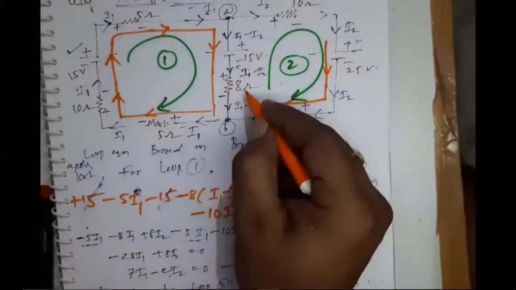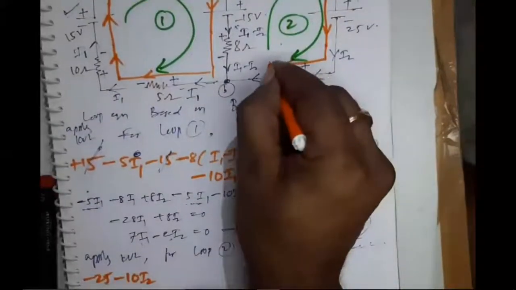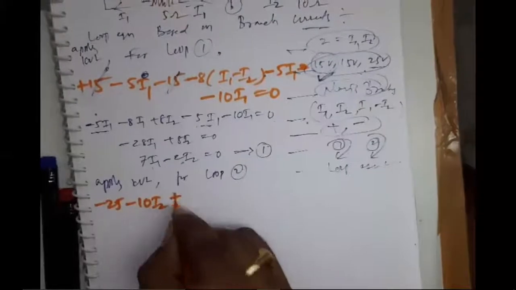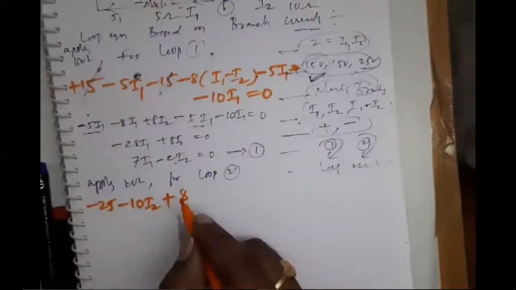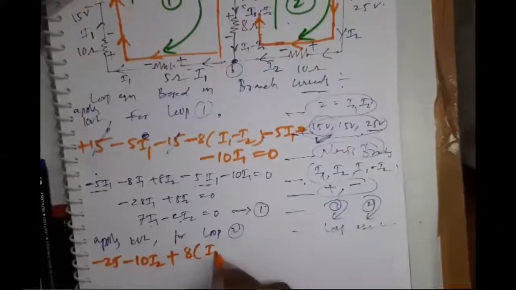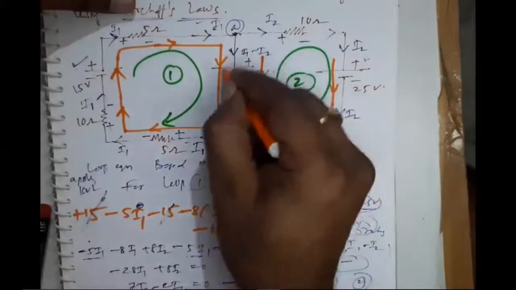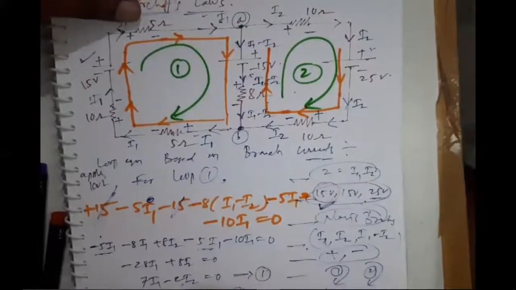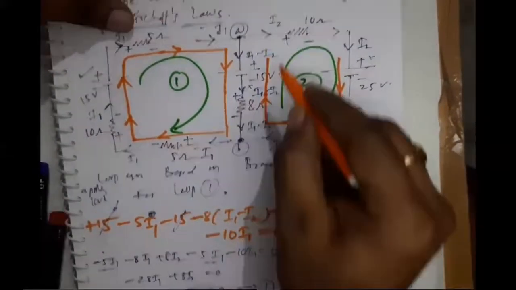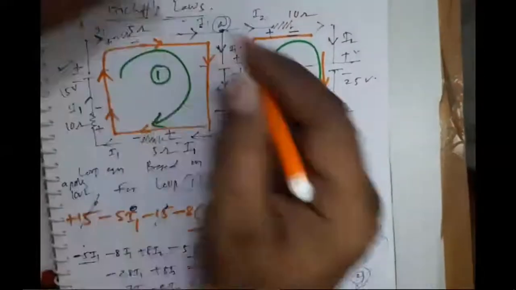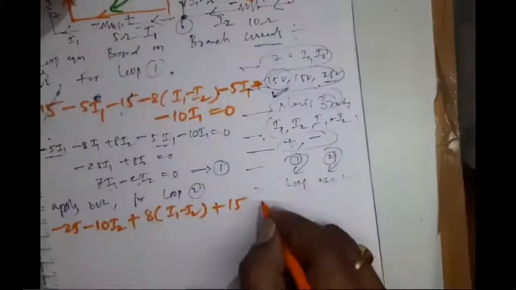Next, for this 8 ohm resistor, the leaving sign is positive. Let me complete this. The leaving sign is positive of that voltage drop. How much current? I1 minus I2. Then this current is flowing through this voltage source also. The leaving sign is positive 15. Next, the leaving sign of this resistor is minus. Let me draw it here. Minus half voltage drop.